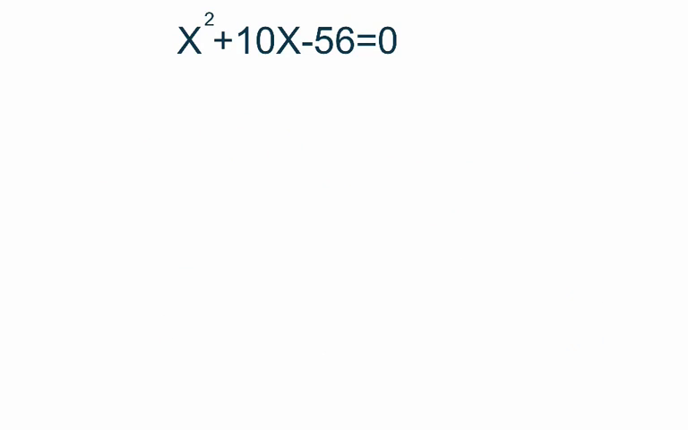So our solution would be x equals negative 14 and x equals 4. Alright, so for the next method, we have completing the square. What you want to start with is getting the 56 over to the other side. So you're going to add it, and that gives you 56 over here, and you're left with x squared plus 10x equals 56. But you also want to leave an empty space here on both sides.